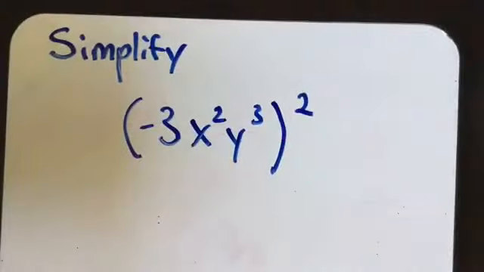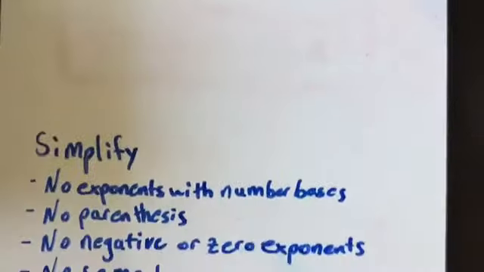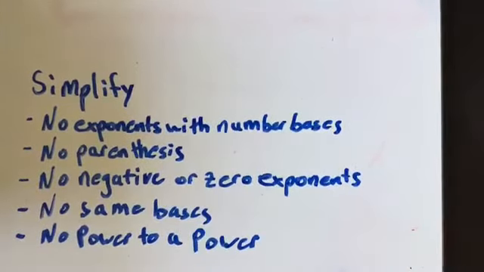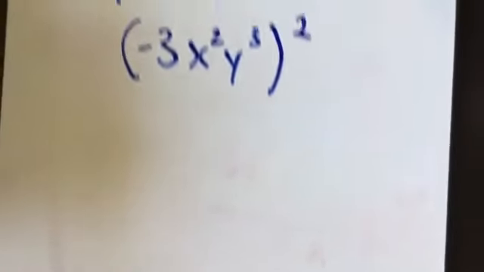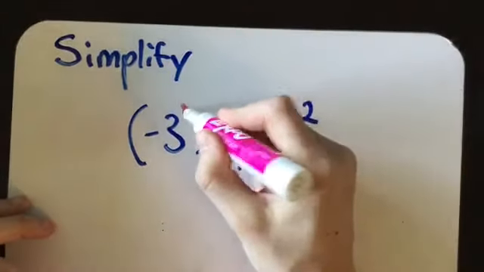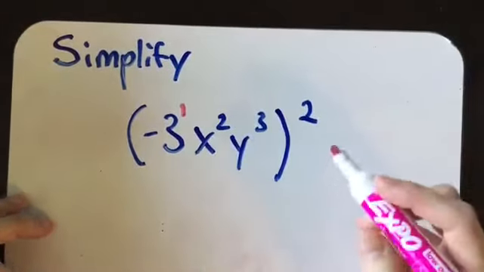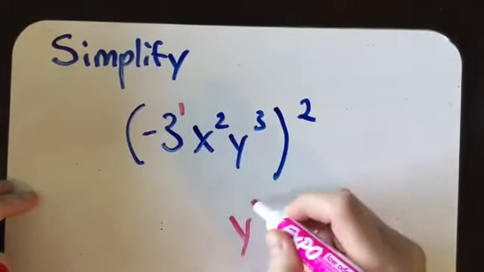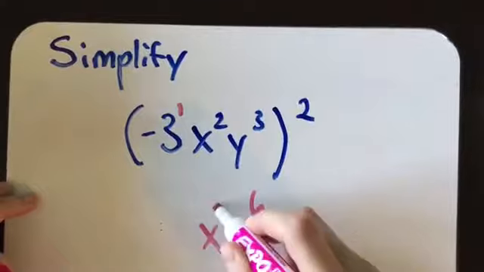One of the other sets of directions we can have is simplify, which we should remember: when an answer is fully simplified, there are no exponents with number bases, no parentheses, no negative or zero exponents, no same bases, and no power to a power. Okay? So this one here, we've got a lot of power to a power, so I want to go in, write in my little invisible exponent of 1, and remember our rule, keep the base, multiply our exponents. So it's going to be y to the 6th, x to the 4th.